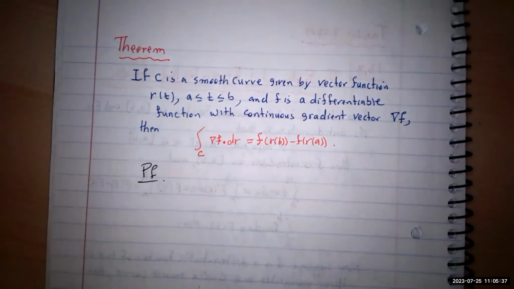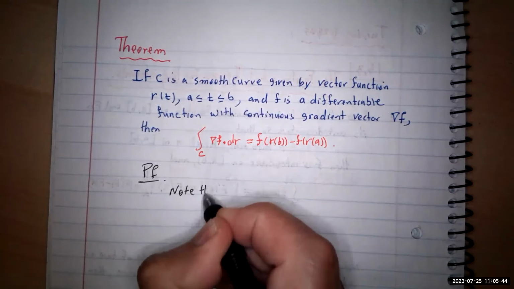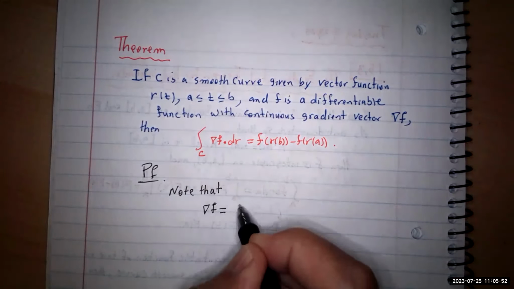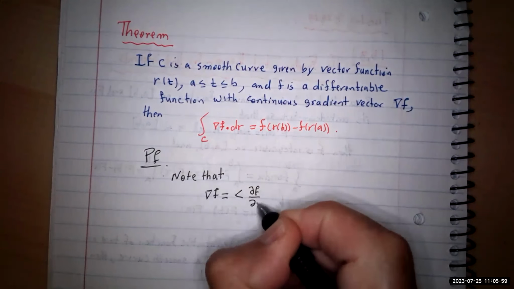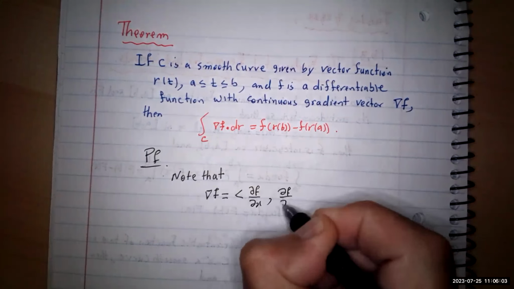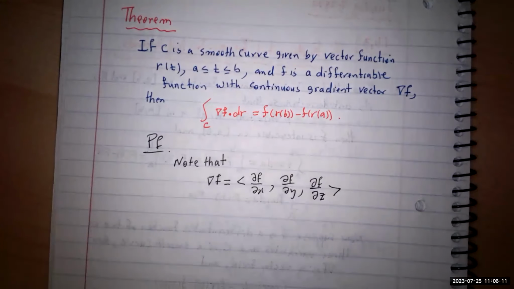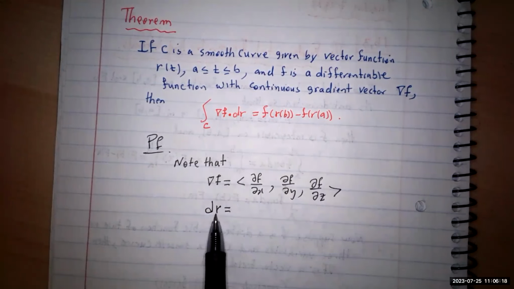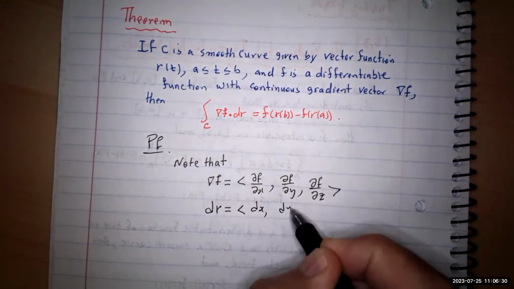Easy proof. And note the following, just the way you are going to find this integral. Note that the gradient of F, you know, is the partial derivatives. So this is going to be the partial derivative of F with respect to x, of F with respect to y, and for a function of three variables, of F with respect to z. That's your gradient. Then the dr, what is the dr? dr is the differential of r. You know, r is x, y, z. So the differential of r is going to be the differential of x, the differential of y, and the differential of z.